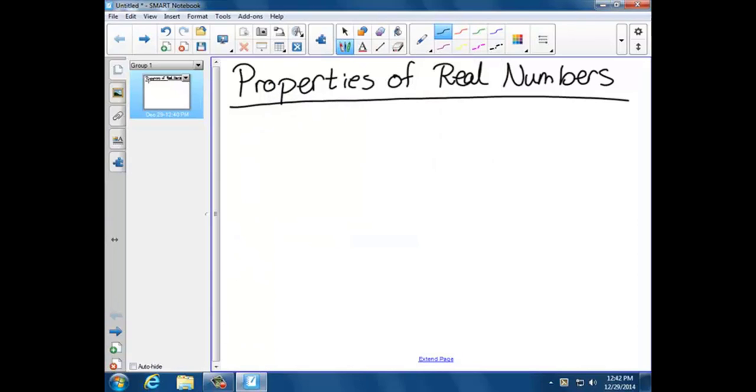So we're going to go over 3 different properties of real numbers that can come in handy, make things a little easier as we do algebra and other things. So the first one we're going to talk about is the commutative property. And this works for addition and multiplication.